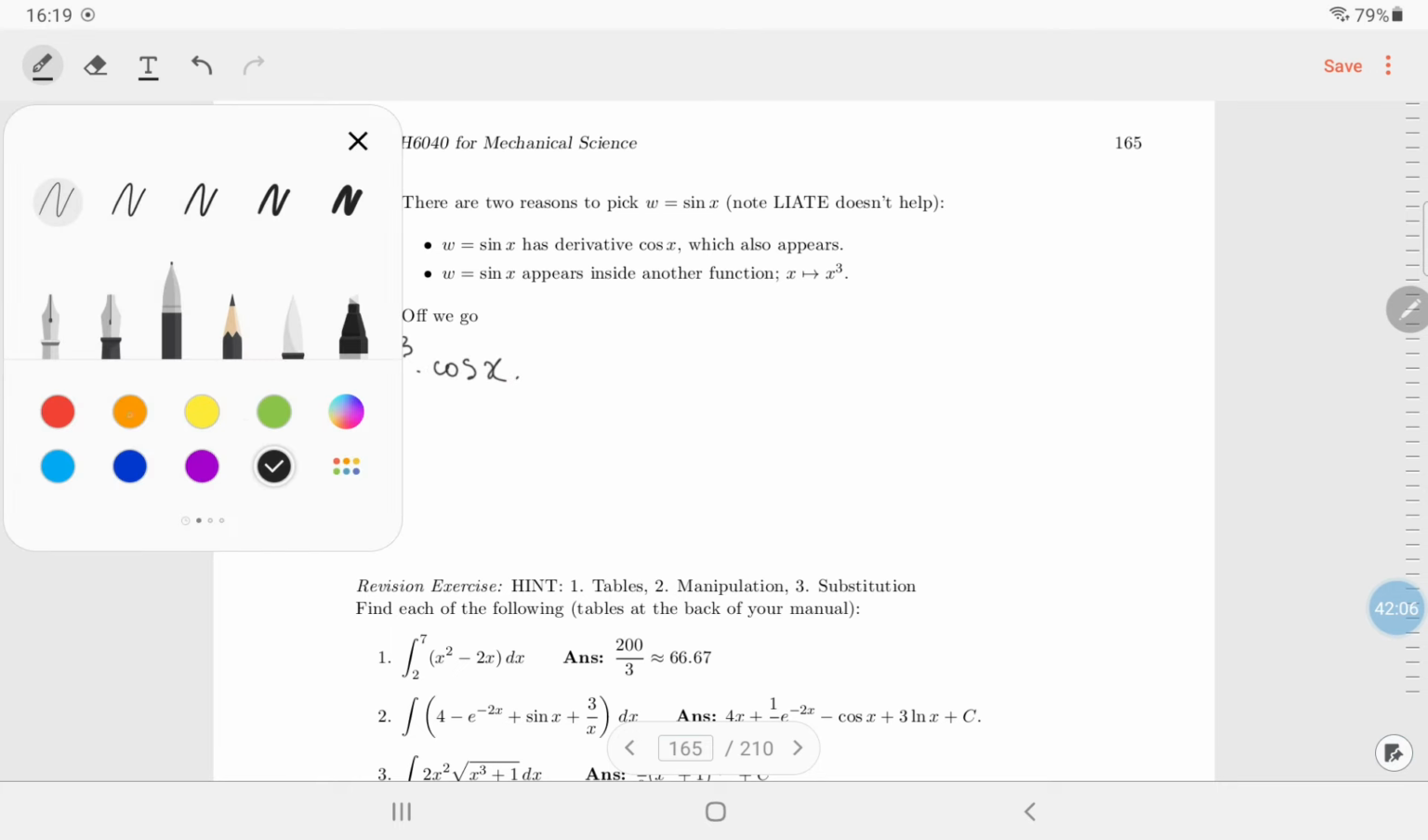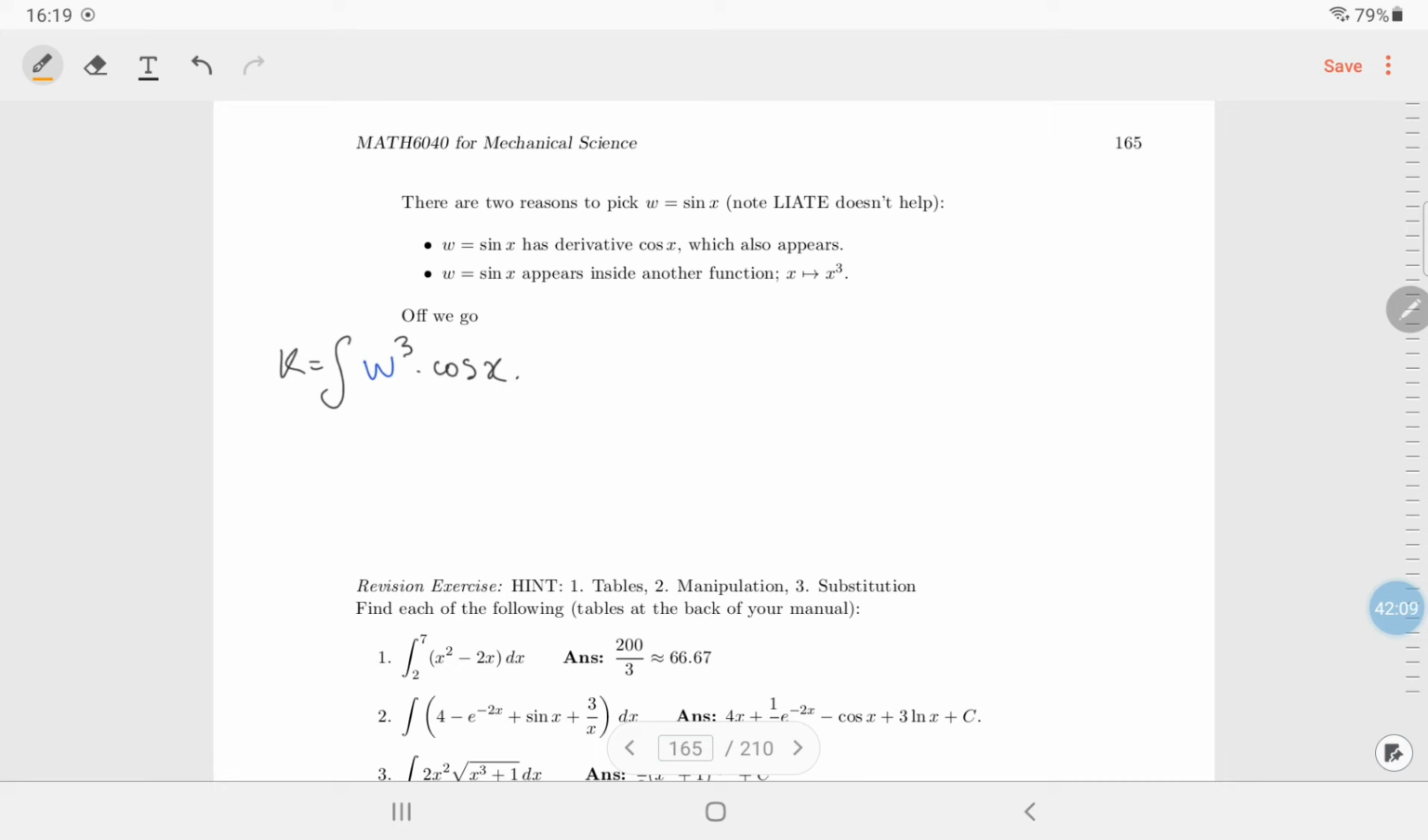And now we get a relationship between dw and dx. We had w is equal to sine of x. Differentiate both sides with respect to x: dw/dx is equal to cos of x. Multiply both sides by dx: dw is equal to cos of x dx. Divide both sides by cos of x: dw divided by cos of x is equal to dx. And that's what's going to go in. There's a dx here, and we're going to write it as dw over cos x.